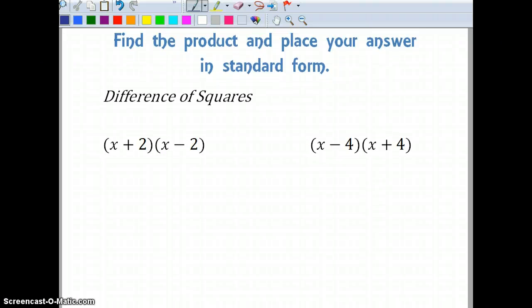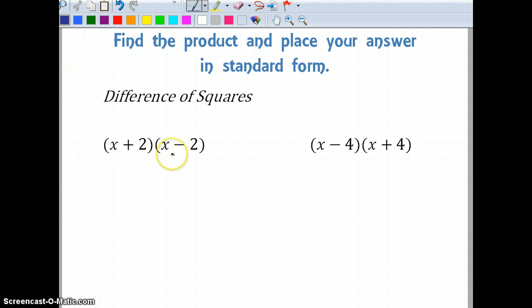Okay, now let's look at these. These are going to be a little bit special. You're going to have the opportunity to notice a pattern. And if you don't notice a pattern, it'll be okay. You can always distribute the terms and find the product without knowing the pattern. But if you learn the pattern, it'll be a little easier. So this one's called a difference of squares.